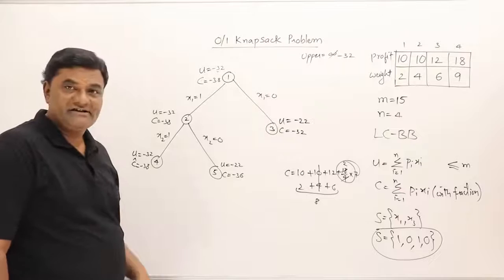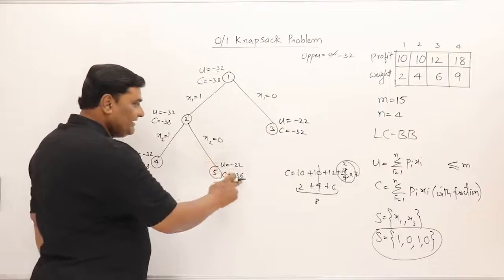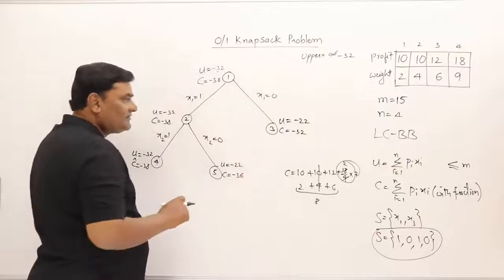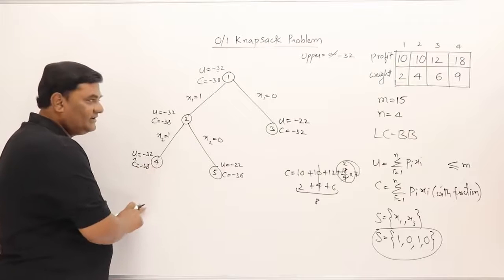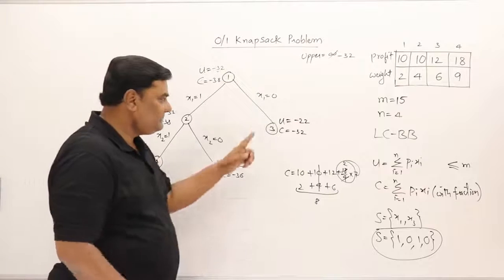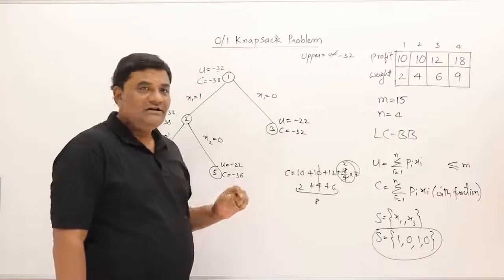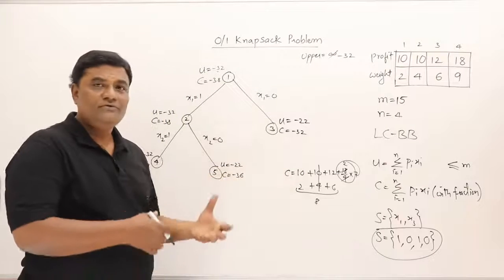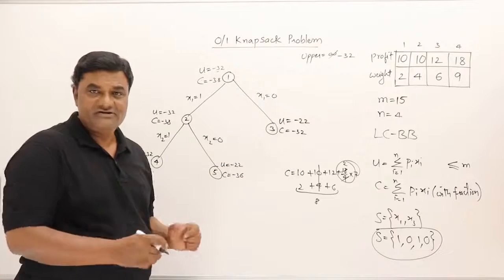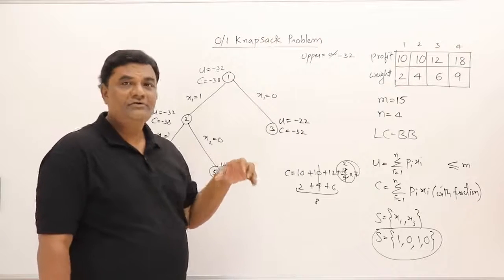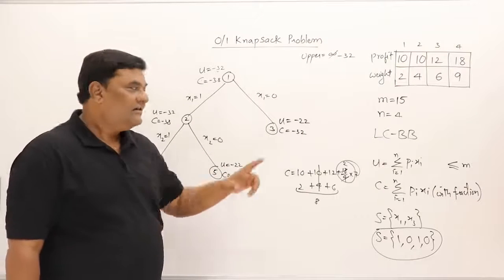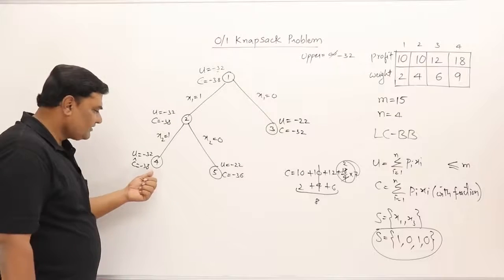Now which vertex should I explore next? Minus 38, minus 36, minus 32. So out of these, I should explore this one. If I am following FIFO branch and bound, then I should explore this one. If you explore that also, the number of nodes will be more and the work will be a little extra. The least cost method gives you a faster result. Let us explore this node.